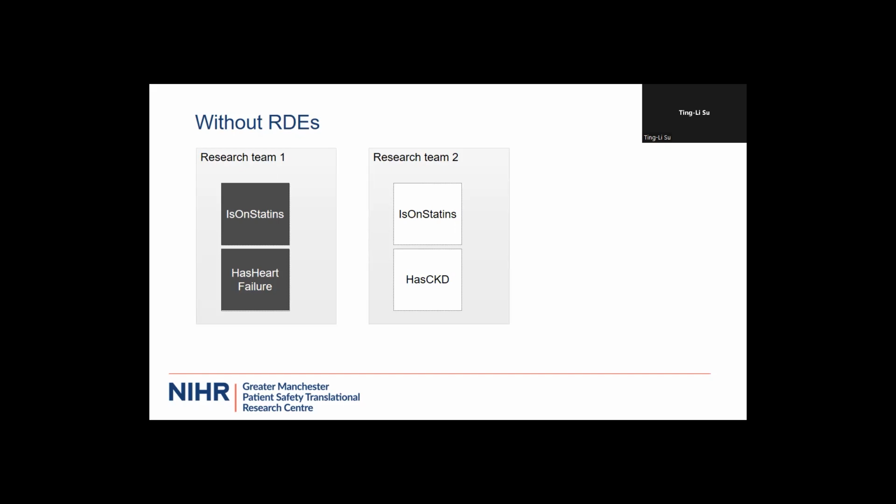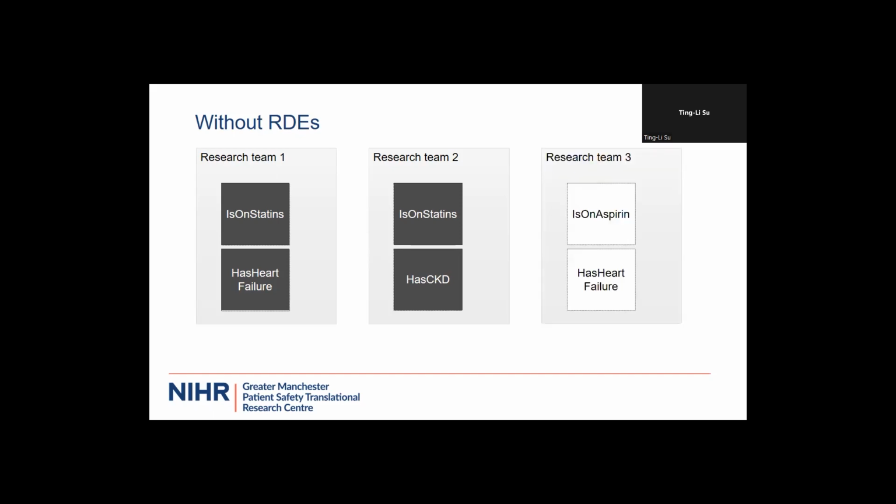The first research team might not have made their code publicly available. They might have shared it in a way that isn't particularly helpful to be reused. So research team 2 just start from scratch and create these two definitions. Then research team 3 comes along. They want to know if someone's on aspirin or not, and whether someone has heart failure. Has research team 1 shared that has-heart-failure definition? Is it something that's portable? Probably not. So they go away and write it again. They perhaps make the same mistakes that research team 1 did, don't realise it, and have to fix it. And a lot of time is spent.